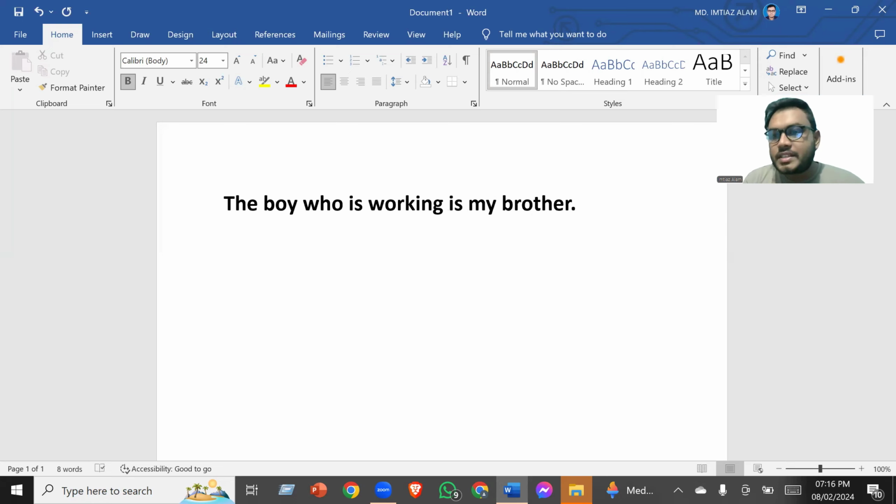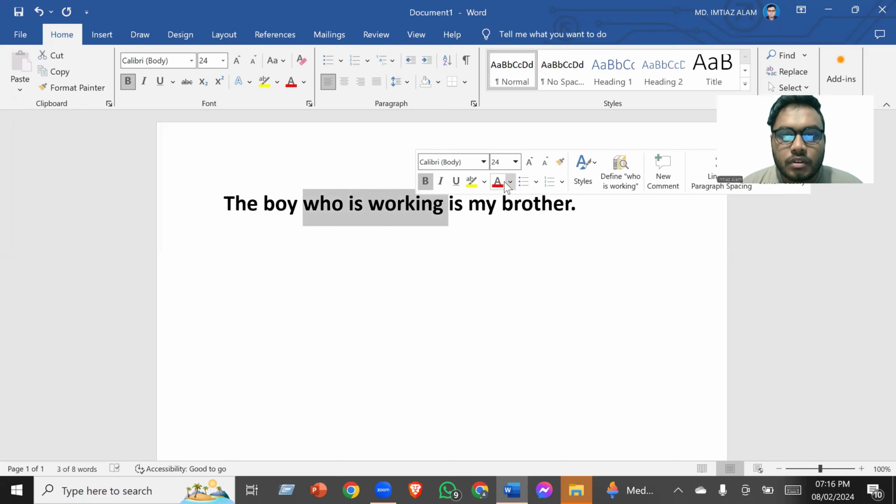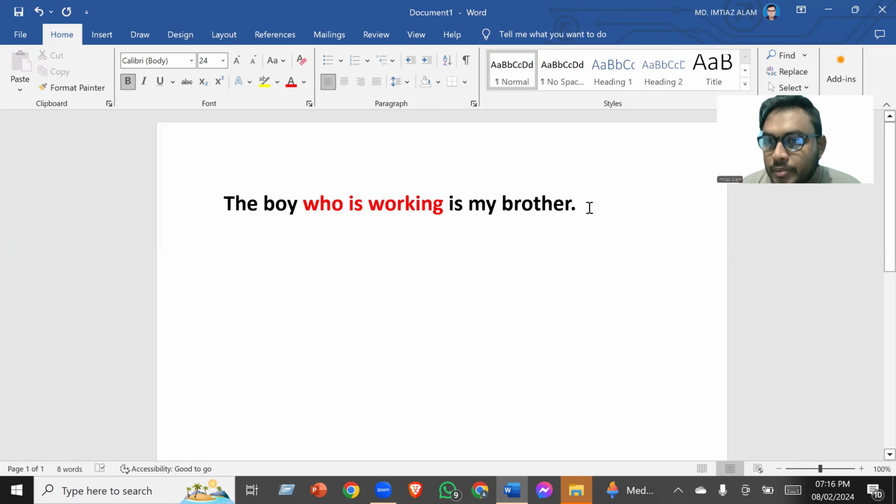Okay, so this is basically a complex sentence. You can see, who is working. This is the subordinate clause, and the boy is my brother. This is the principal clause. So when you see this type of question, this type of relative pronoun in a complex sentence, how are you going to answer in a simple sentence? So we're going to see how you're going to answer this type in simple, of course.